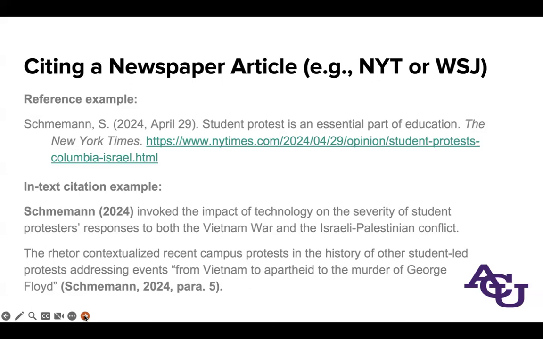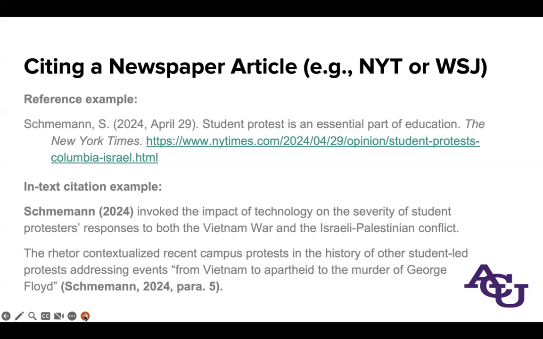So this is a format that would apply to articles from a newspaper or periodical, whether they are published in physical form or online. We use the same format according to APA guidelines. So I used an editorial from the New York Times. First, I put the author's last name and initial. I've got Schmiemann, S., period. For the date, we use specific information. We use the year, 2024, April 29th: year, month, and day in parentheses.